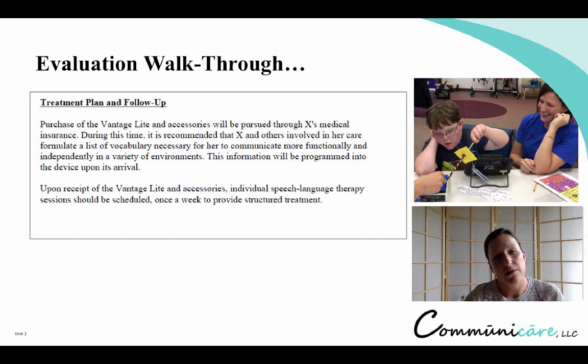In addition, we have to talk about a treatment plan and follow-up. So what is going to happen while we wait for the AAC system, and what's going to happen upon its arrival? Who's going to be implementing intervention? Who's going to program vocabulary? And who's going to provide the necessary training? Who's going to monitor the success of the device? And how is data going to be collected? And on what goals is data going to be collected? So all of that needs to be detailed.